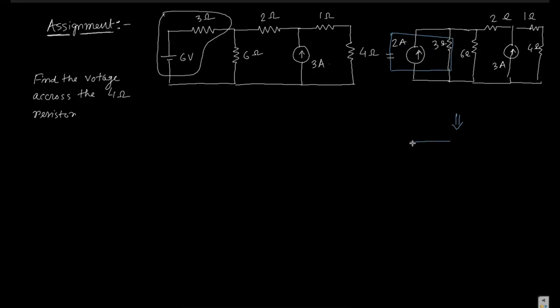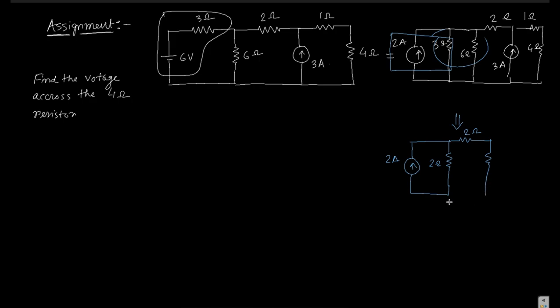Here the 2 ampere is present, 2 ampere. Here the equivalent resistance of 2 and 6 becomes 2 ohm. It becomes 2 ohm as it is given here.